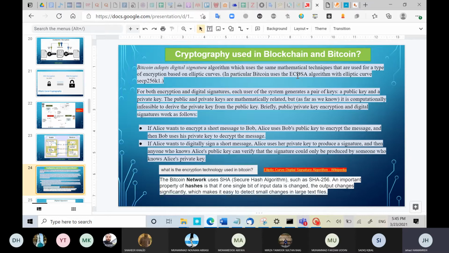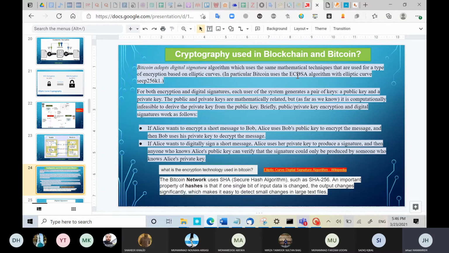If Alice wants to digitally sign a short message, if Alice wants to authenticate herself to the users, Alice uses her private key to produce a signature, and then anyone who knows Alice's public key can verify that the signature could only be produced by someone who has and knows Alice's private key. So it means that there are two processes. The first one is public key asymmetric cryptography, and the second one is digital signature.